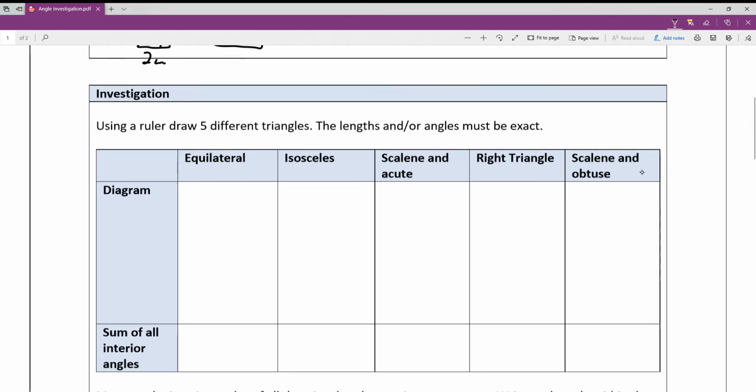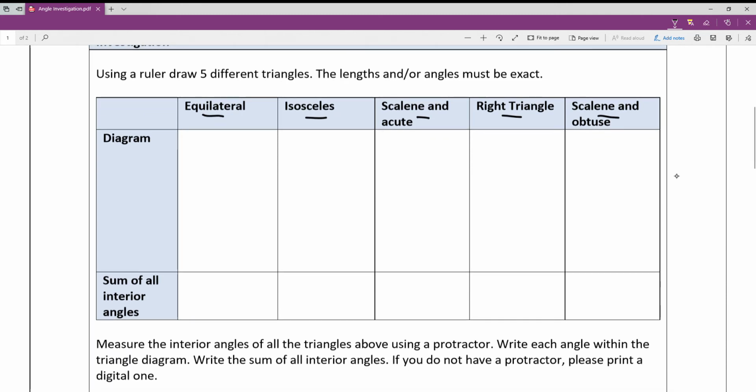Okay, so in this investigation, you had to draw 5 different triangles: equilateral, isosceles, scalene and acute, right triangle, scalene and obtuse, and then find the sum of all the interior angles afterwards. Okay, so an equilateral triangle has all equal lengths. So if this is 1 centimeter, then each of these are 1 centimeter.